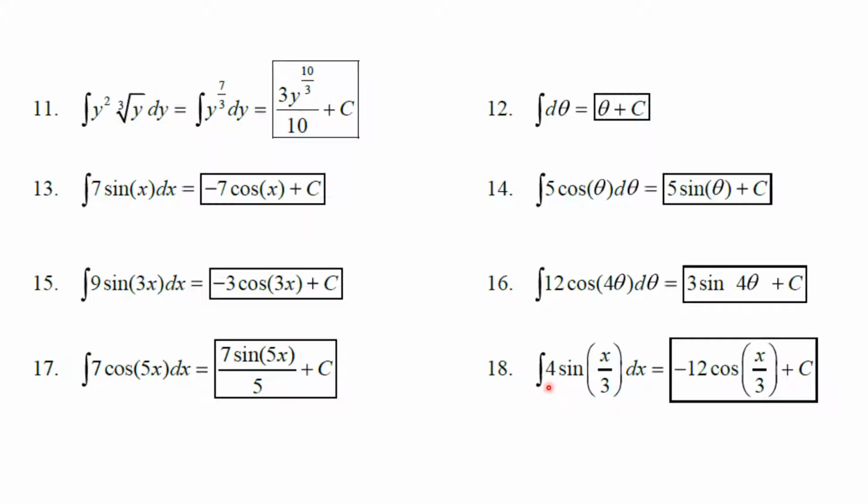Same goes here. 4 sine x over 3 becomes, integrate sine x over 3 is negative cos x over 3. And it is divided by 1 over 3 because that is the coefficient of x here. So 4 divided by 1 over 3 actually gives you 12, plus c.